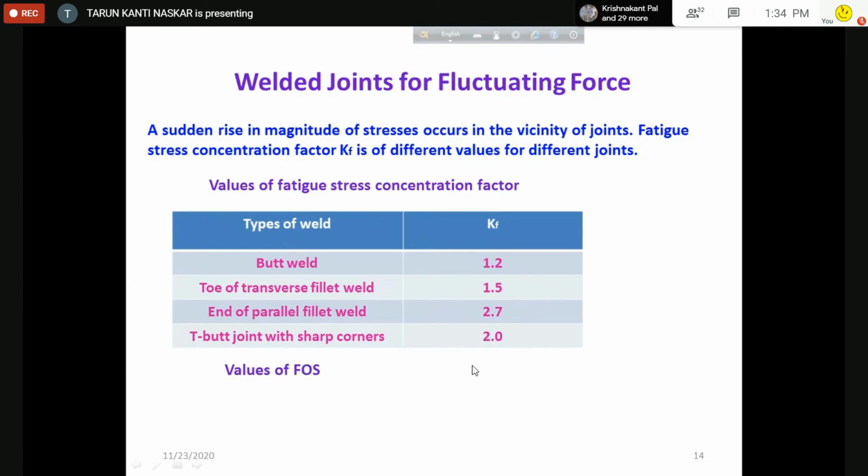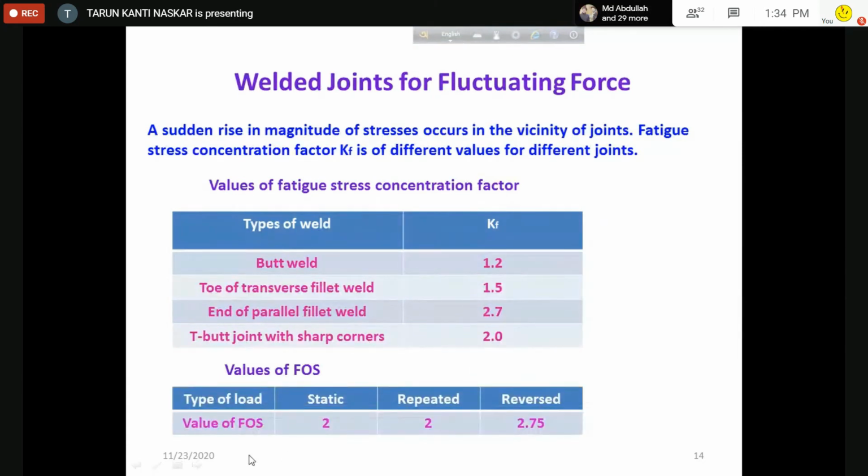Now value of FOS, factor of safety. The values of FOS is like this. When it is static load, it should be 2. When it is repeated type of load, you have the idea of repeated type of load and reverse load. Have you idea what is repeated type of load and what is reverse load? Yes, sir. Yes, sir. Okay.